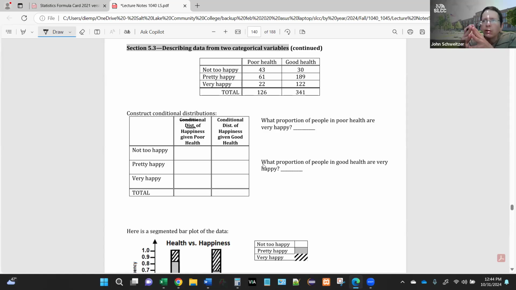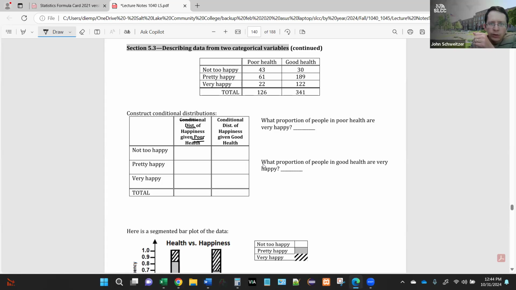So when you say conditional, then you have a condition, right? You have something that's changed. And so here we're going to condition on level of health. That's the explanatory variable, health. So we're going to condition on the level of the health, right? So the first thing we'll do is we'll look at the group of people that have poor health.